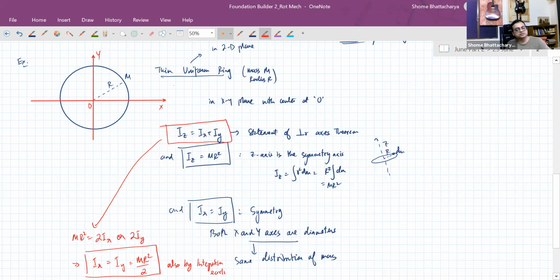But now this is an easier way to demonstrate this, and to demonstrate the perpendicular axis theorem. Okay, so just make a quick note of this example. Then we'll move on to more applications and examples. So this was a familiar known result, but you can see how we have used the perpendicular axis theorem to verify it.